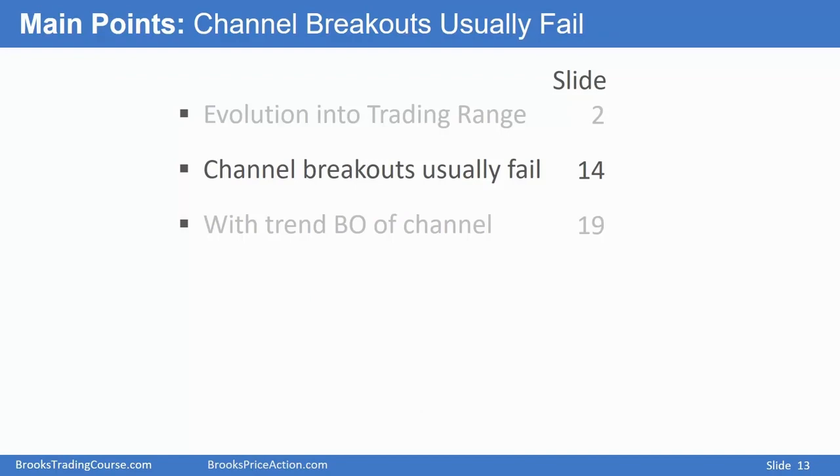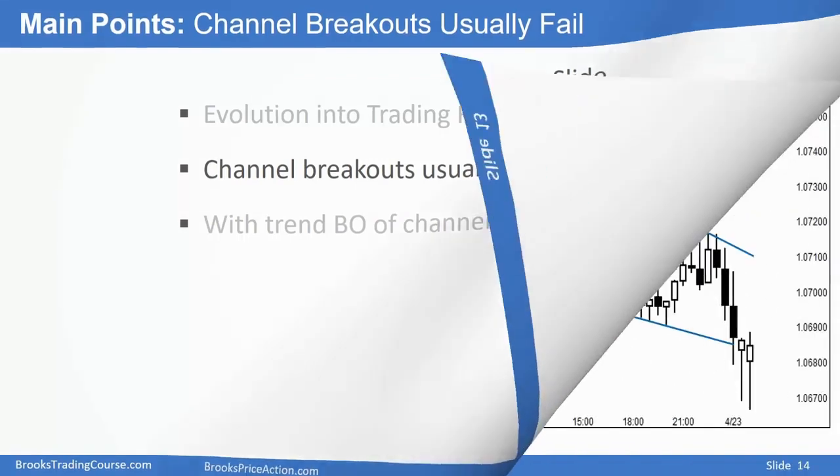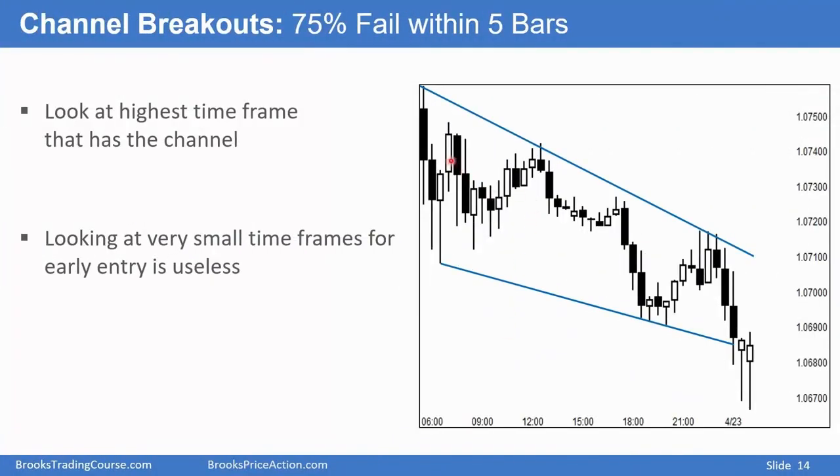Most channel breakouts usually fail. Bear channel, and we try to break below the bottom, and we get a micro double bottom, down and up, down and up. This looks like a potential failed breakout below a bear channel. When you do get a breakout above or below a channel, the breakout usually fails within about 5 bars, and 75% of the time it fails.